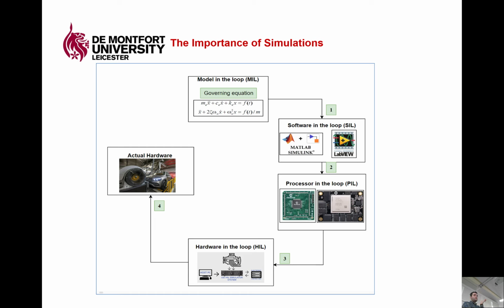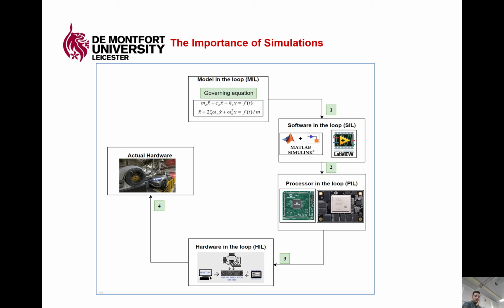If it works fine, you go to another block called hardware in the loop, in which you connect all the actuators and everything in the system to test if the system is valid or not. If valid, fingers crossed, you go for the actual hardware and actual testing.